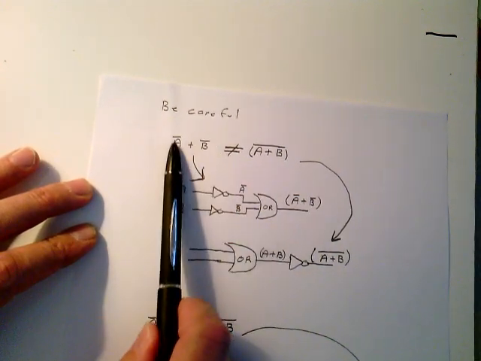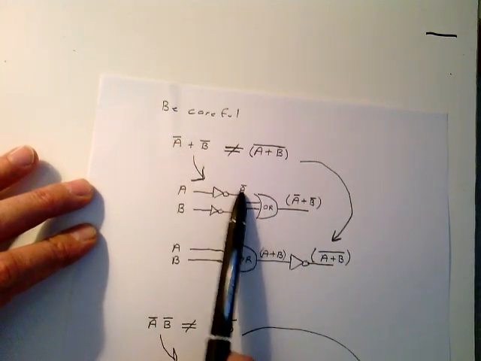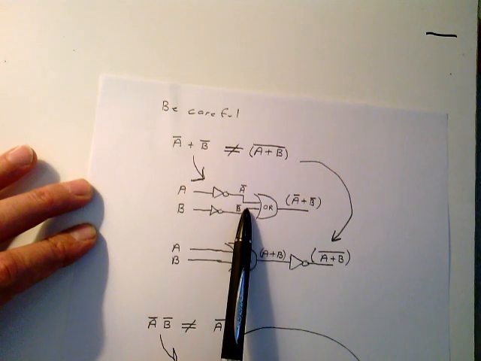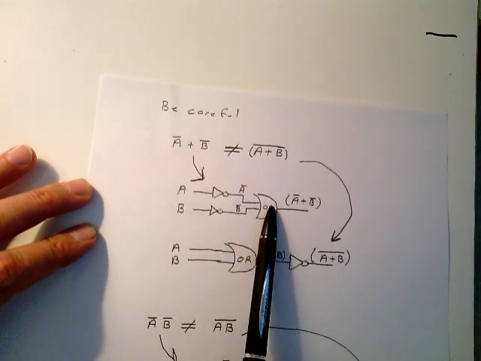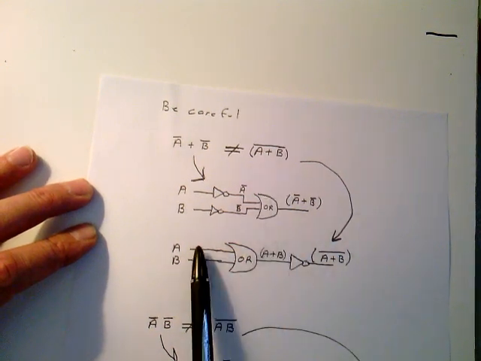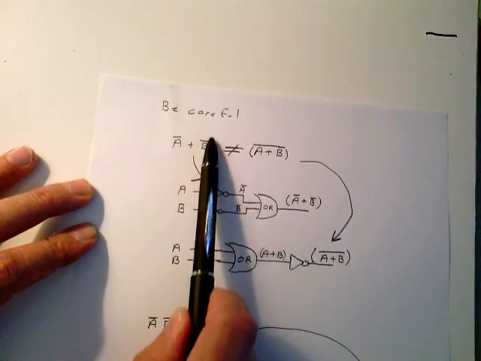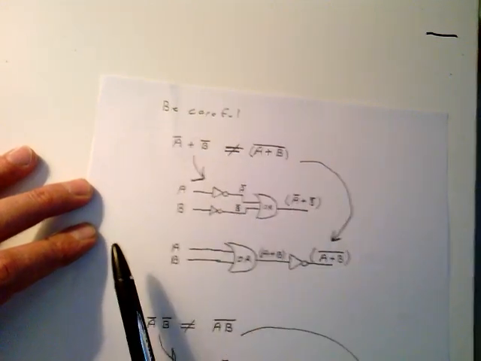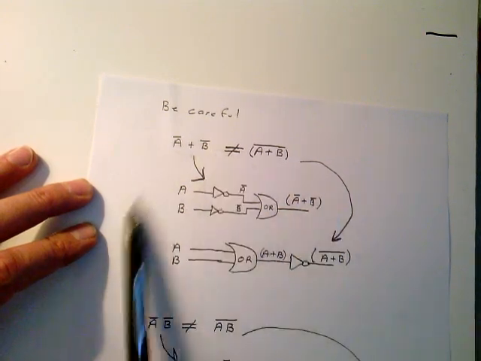Now, if you take a look up here on this first expression, here's the circuit for that. An input A gets barred, and then another input B gets barred, and then the output is the OR gate. Up here, you have A or B, and then the output's barred. This is not the same thing as this. They're not equivalent, and the circuits show that. Make sure you understand that.